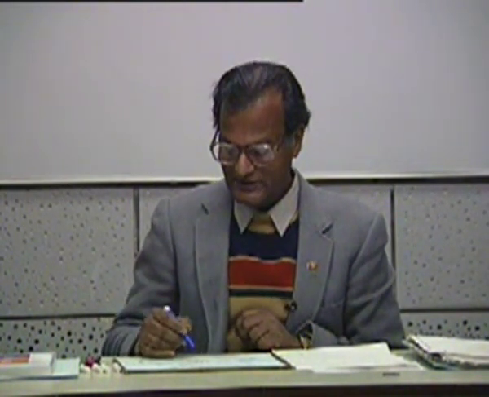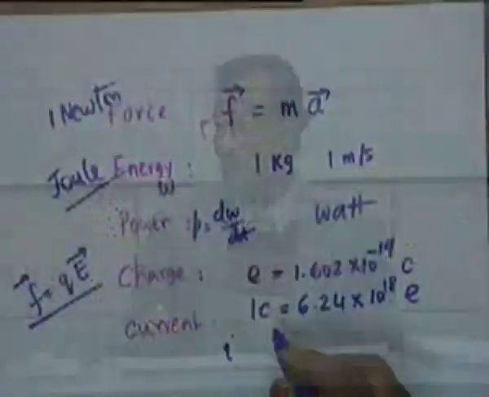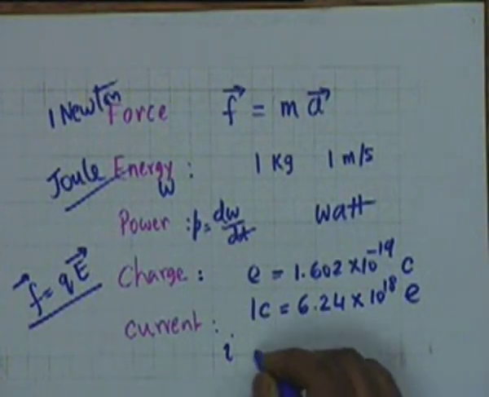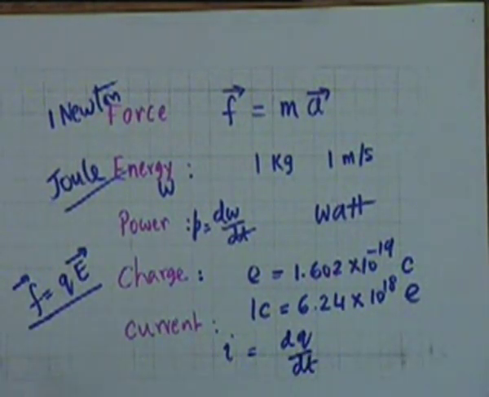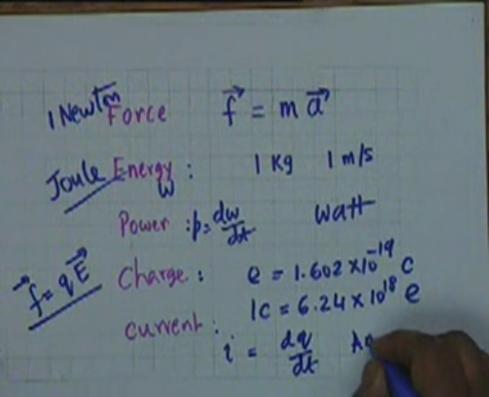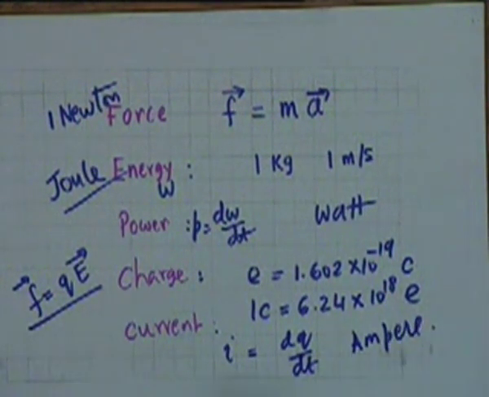This brings us to the definition of a current. Current I obviously is the rate of flow of charge, that is dq/dt, and the unit should be coulomb per second, which has been named after Ampere, the great electrical engineer, and the unit coulombs per second is given the name of Ampere.